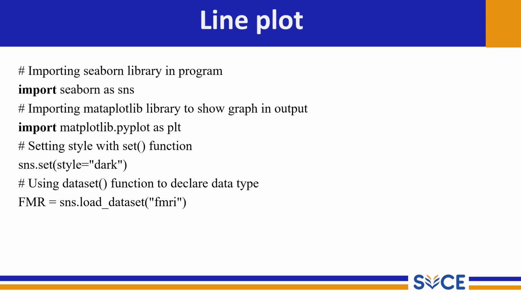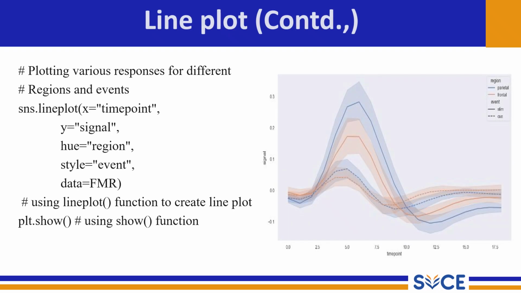And here you can see I'm plotting various responses for different regions, like x is equal to timepoint, y I have represented as signal, hue represents region, and style is event. So region and event, two things. And data is fmri, which will be taken from there.